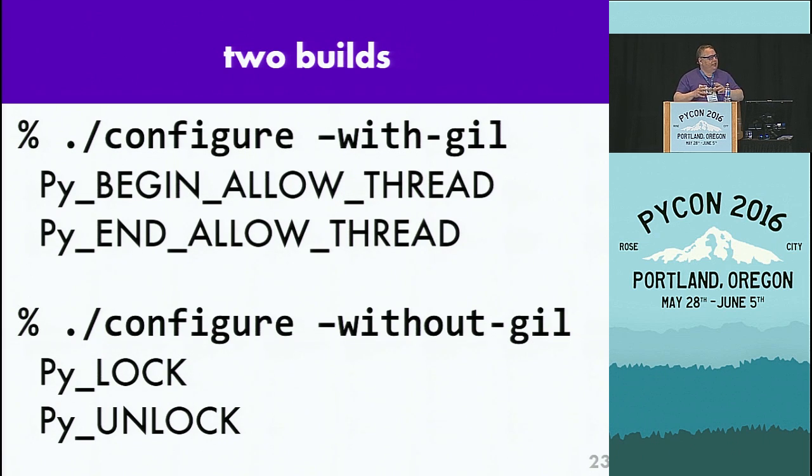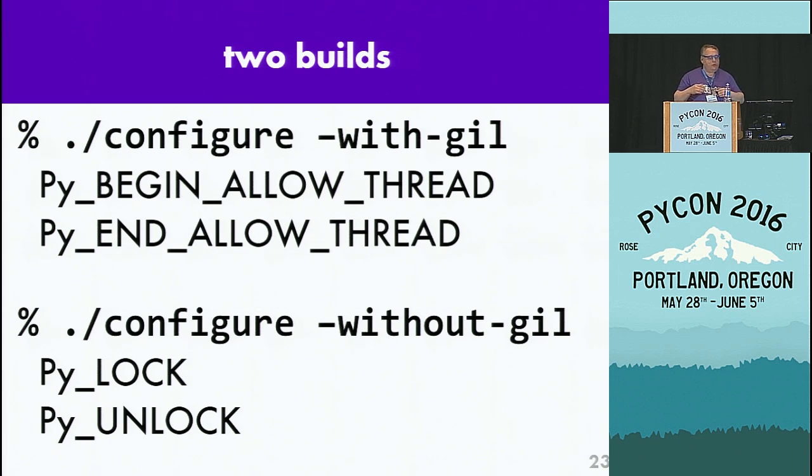And then for the crazy futurists, we can compile it without the GIL, and that's when things like locking start happening. These are all macros in C, which means that we can compile them away into nothing. So PyLock and PyUnlock in the GIL build would do nothing, and in the without-GIL build, they would now do something.